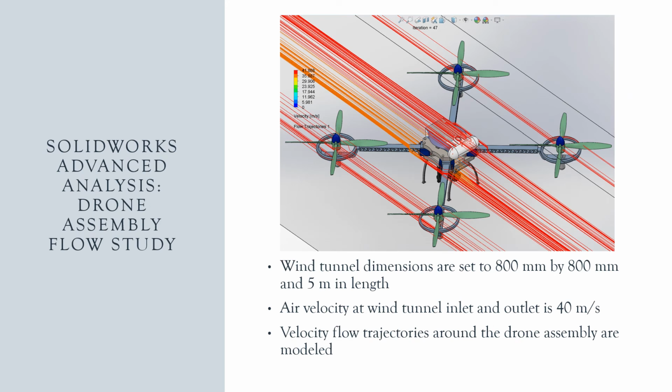To conclude the flow analysis, the entire drone assembly is placed in a wind tunnel to study trajectories across the entire product. The dimensions of the tunnel lids and walls are adjusted to 800 millimeters by 800 millimeters and 5 meters in length to enclose the assembly. The velocity boundary conditions are assumed as 40 meters per second and atmospheric air is set around the drone. The results shown in the slide reveal the high velocity orange and red lines of the airflow.